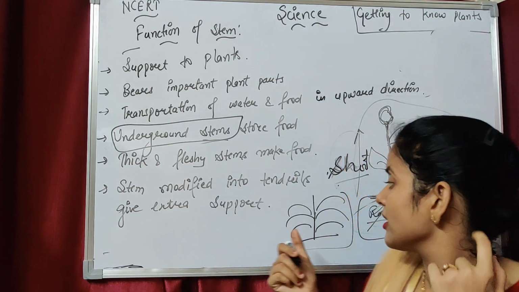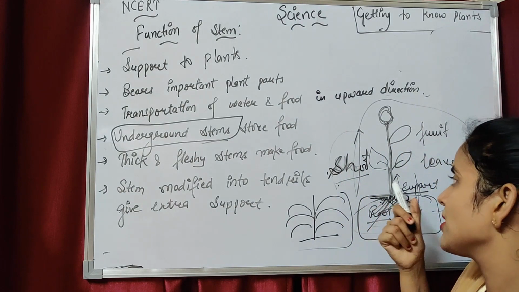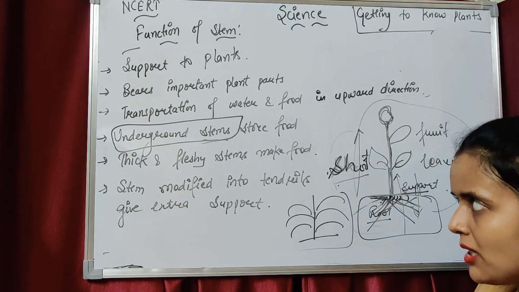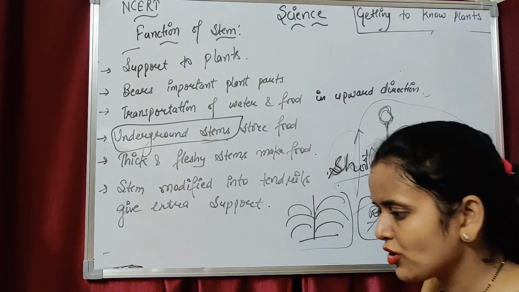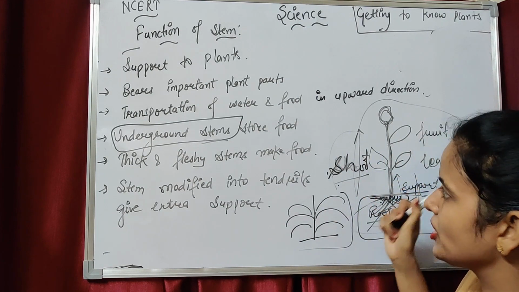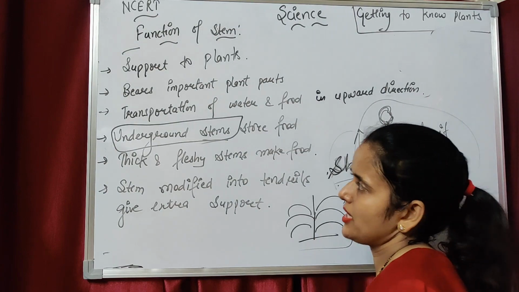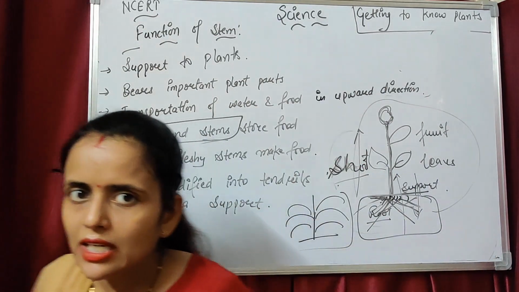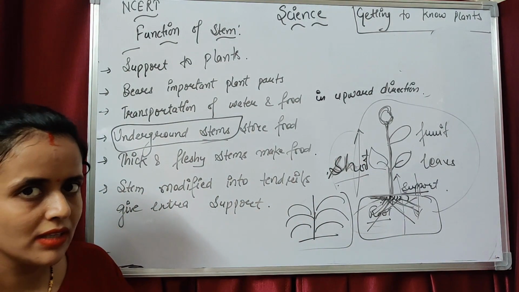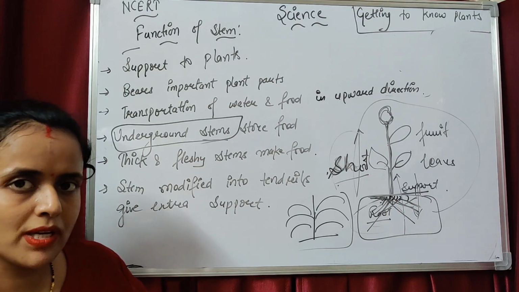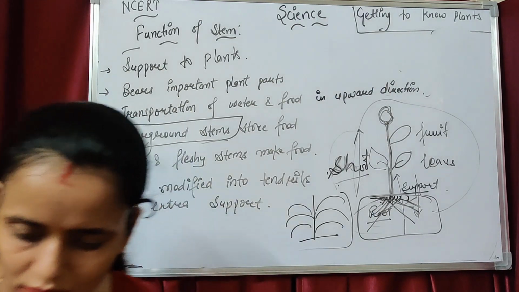So stem also gives extra support to the plants. Stem gives support to the plants, these are important parts of the plant. Transportation of water and food in the upward direction. Underground stem will store food for the plants. Thick and fleshy stem make food. Clear here? Is there any doubt in this topic? Shall we continue to the next topic? Yes, let's start the next topic.